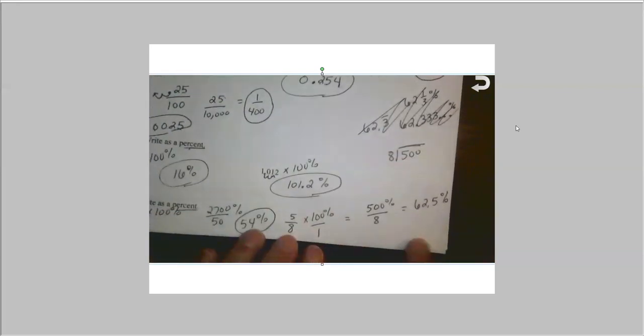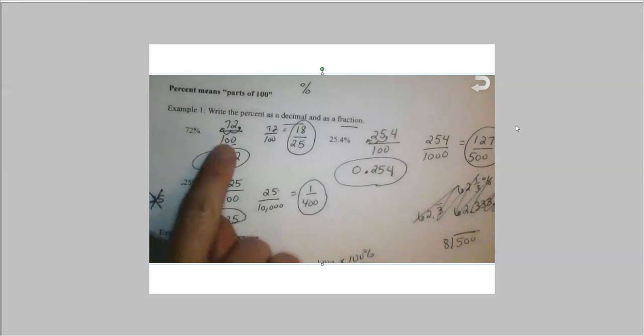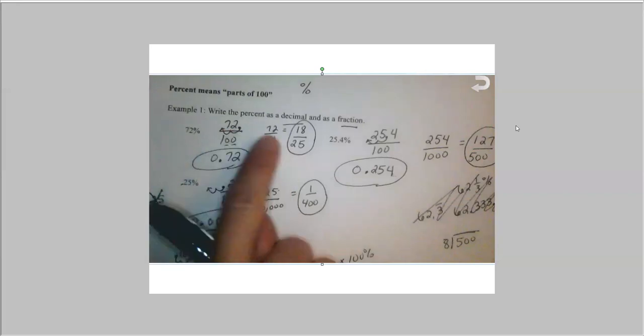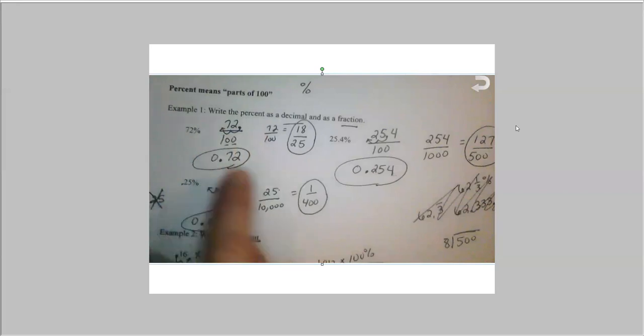Okay, let me go over that rule one more time. When you have a percent, divide by 100, shift your decimal 2 spaces to the left. Dividing by 100 gives you your fraction. Shifting your decimal 2 places to the left gives you your decimal.